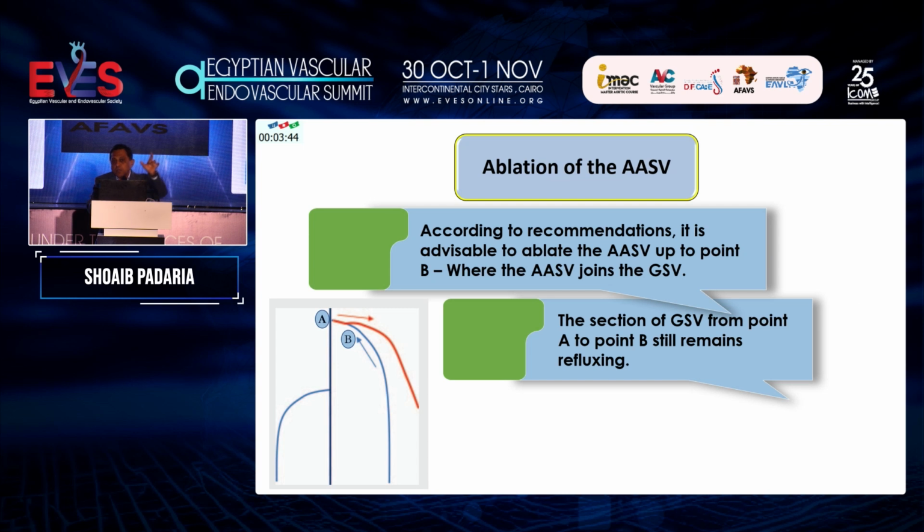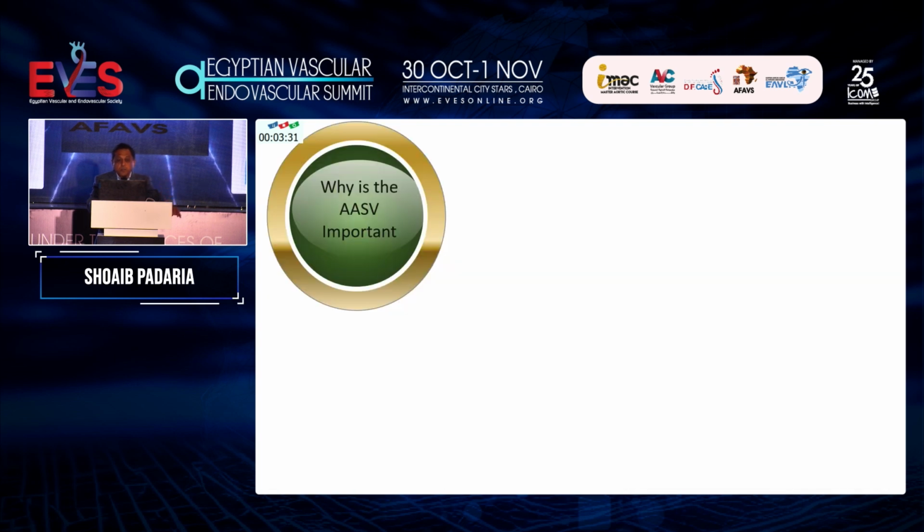So if you ablate only the AASV to the point B, it is possible that the reflux which is coming in up to point B will now be directed to the pre-terminal valve, and then there would be reflux in the GSV later. So this is the point to be considered.